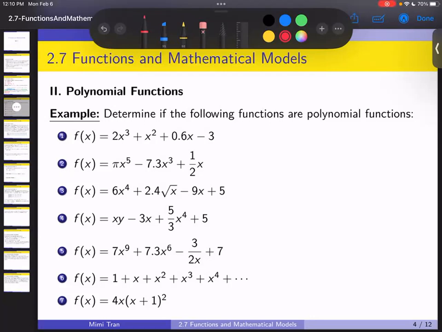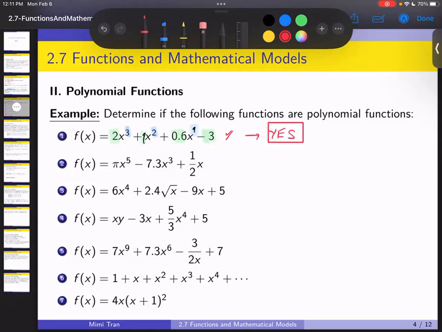Number one, what do you think? Yes or no? Is it a polynomial? Yes, right, it is. My coefficients are all real numbers. So 2, say 1 there, we don't see it, but there's a 1 there. And then 0.6, they're all real. And then my powers belong to the non-negative integer group. So yes, everything is in order. Everything follows the rules. So yes, it's a polynomial. We're going to say yes.